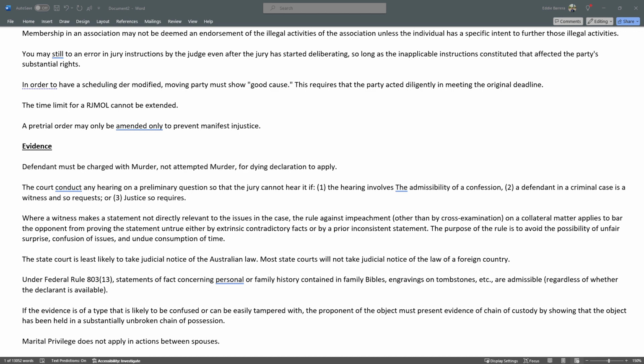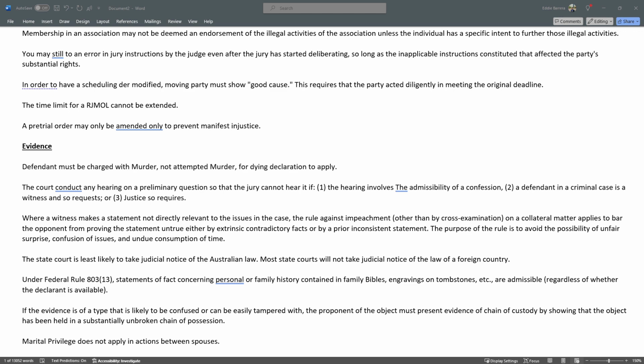The court must conduct any hearing on a preliminary question so that the jury cannot hear it if 1. The hearing involves the admissibility of a confession, 2. A defendant in a criminal case is a witness and so requests, or 3. Justice so requires.